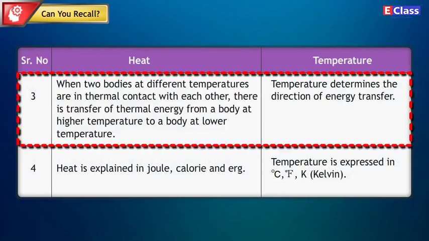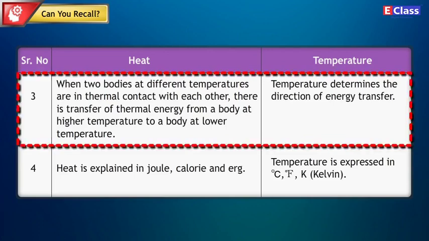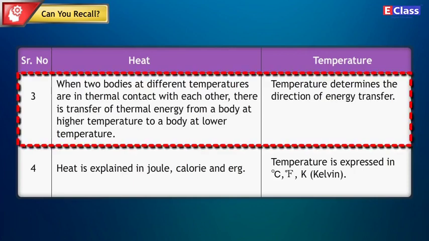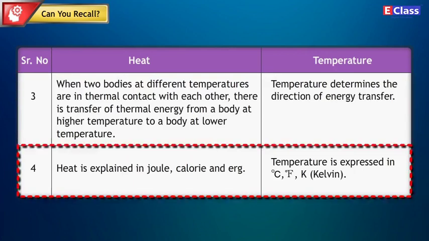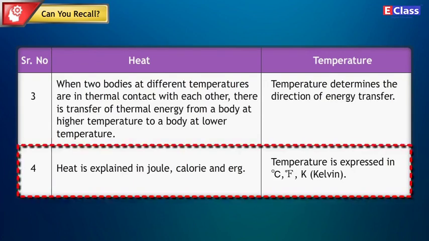3. Heat. When two bodies at different temperatures are in thermal contact with each other, there is transfer of thermal energy from a body at higher temperature to a body at lower temperature. Temperature. Temperature determines the direction of energy transfer. 4. Heat. Heat is expressed in joule, calorie and erg. Temperature. Temperature is expressed in degree centigrade, degree Fahrenheit, Kelvin.